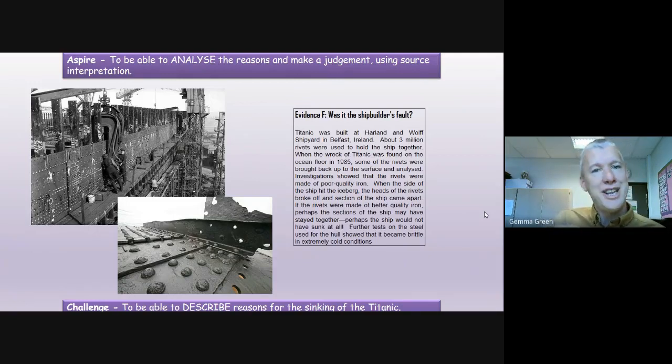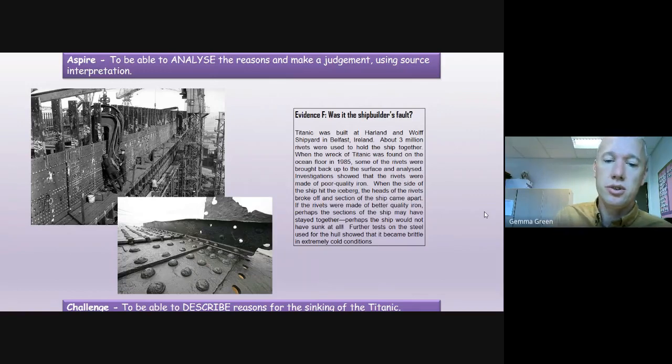When the wreck of the Titanic was found on the ocean floor in 1985, this is when divers went down to actually look at the wreckage and investigate. Some of the rivets were brought back up to the surface and analysed. Investigation showed the rivets were made of poor quality iron. When the side of the ship hit the iceberg, the heads of the rivets simply broke off, and that section of the ship just broke apart. If the rivets were made from better quality iron, perhaps the sections of the ship may have stayed together, or maybe less of those compartments would have flooded. Perhaps the ship wouldn't have sunk at all.